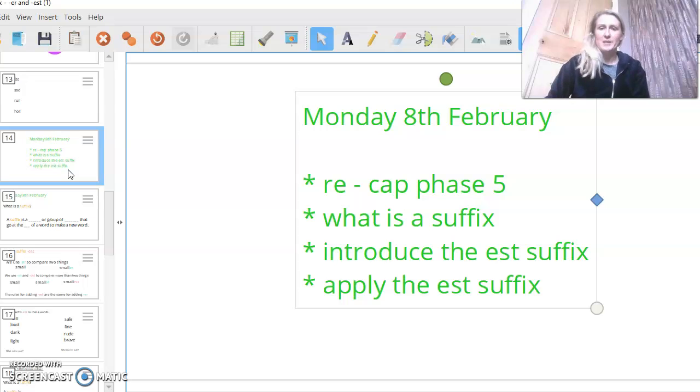What we are going to be doing today is our phonics lesson, and we are going to be recapping on our Phase 5 phonics. We're going to be talking about what a suffix is again. We're going to introduce the est suffix, and we're going to apply the est suffix in our work, okay? So let's start with our Phase 5 flashcards, okay?